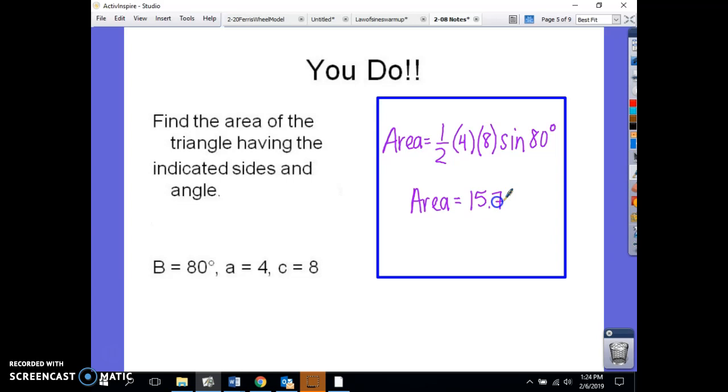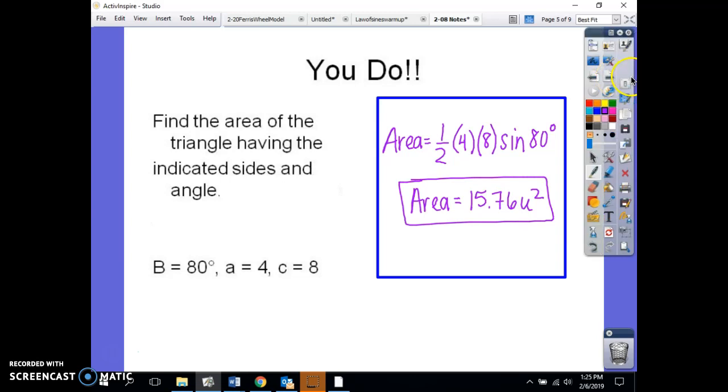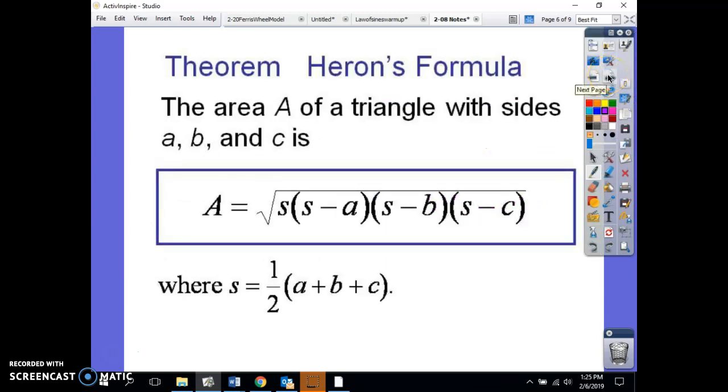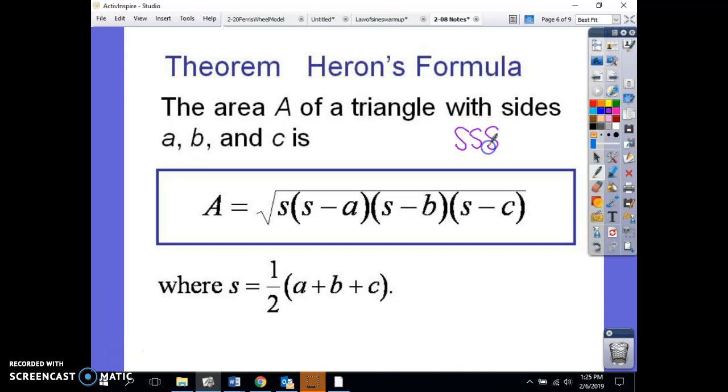And again, we're going to say square units because we don't quite know what our units are. Okay, so guys, that's area of an oblique triangle when given side, angle, side. Now, we also have something called Heron's formula, okay? And this is when you're given side, side, side.